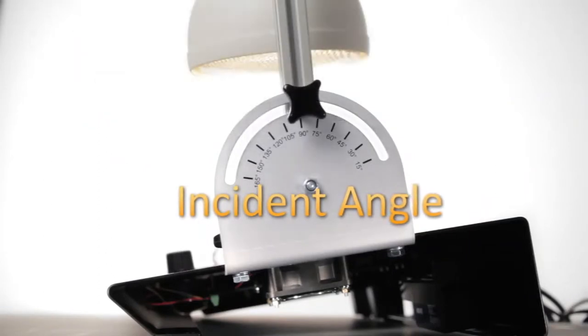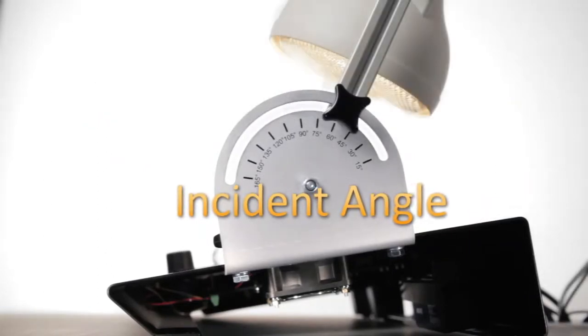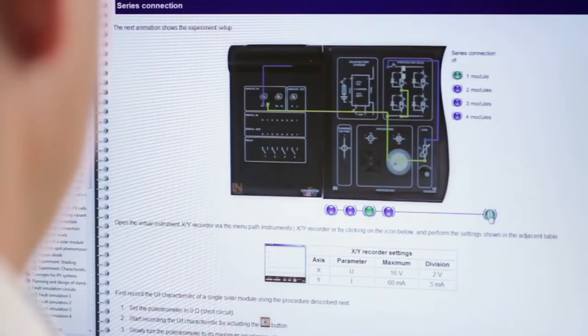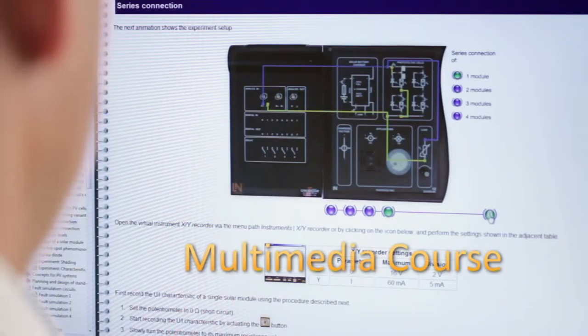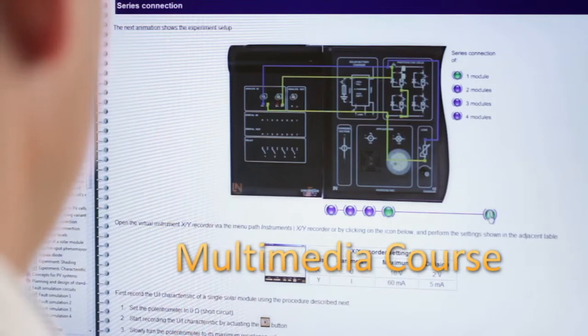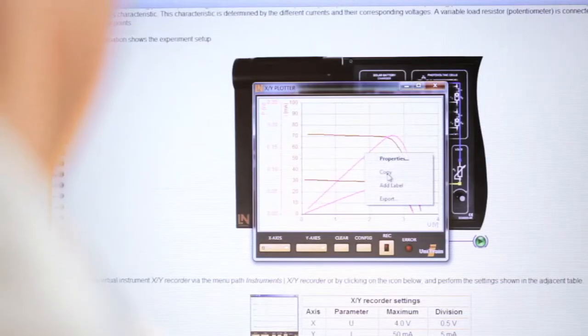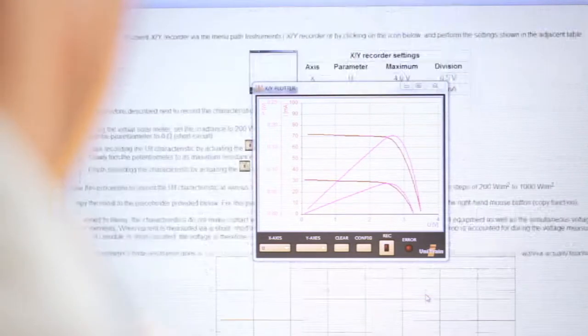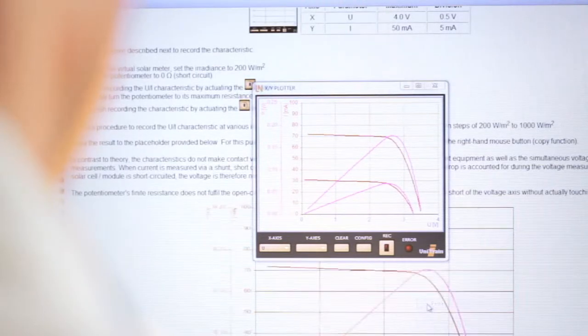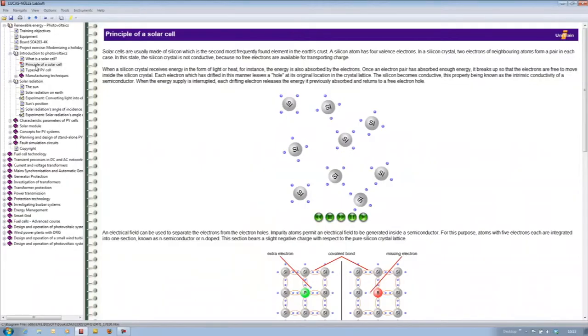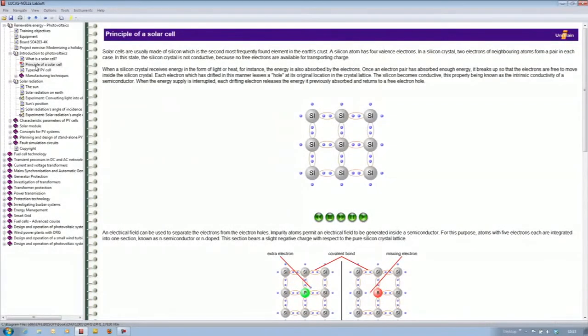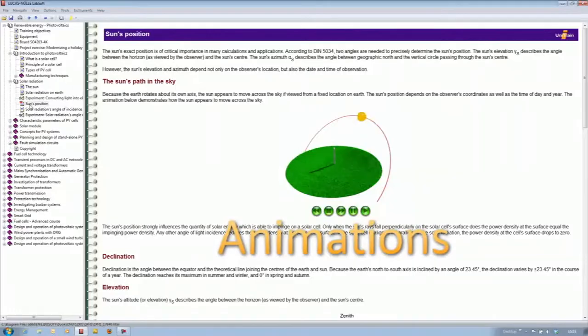The Unitrain system clearly and graphically demonstrates how everything fits together. A multimedia course guides you step by step through the experiments and explains their setup. Results of measurements can be saved and evaluated by computer, like recording the characteristic of a solar cell, for instance. At the same time, students can build upon their own basic knowledge, as conveyed to them by the Photovoltaics course with the help of plenty of animations.